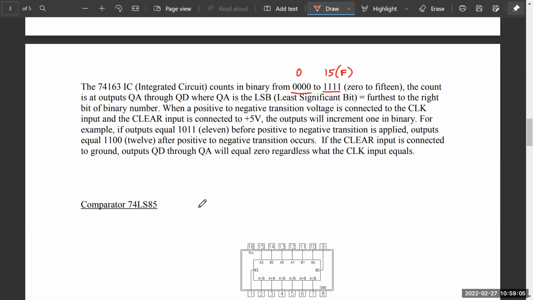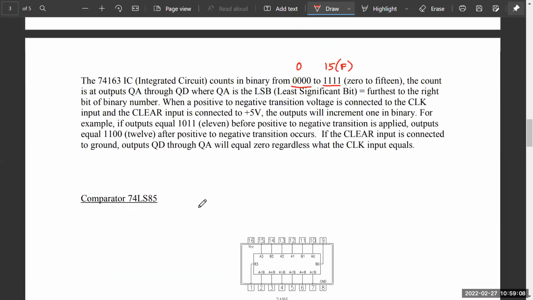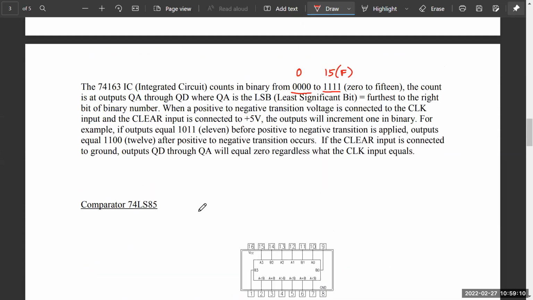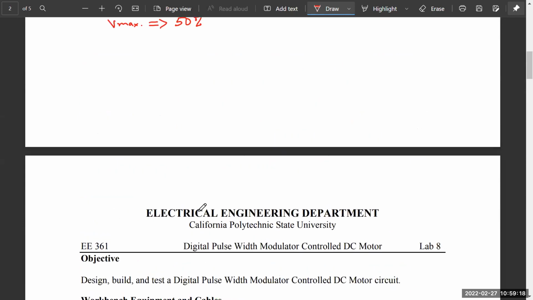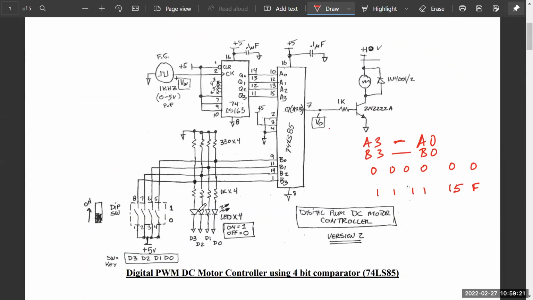All right, so let's see. Positive to negative transition and clear input. So we are going to take a 1 kilohertz and 5 volts peak-to-peak signal from the function generator, rectangular pulse, and connect it to the clock input. Now, there does not seem to be a bubble on there, so it is a positive triggered clock.